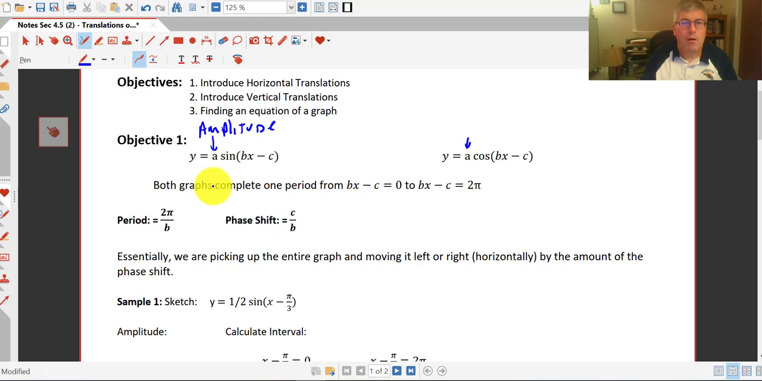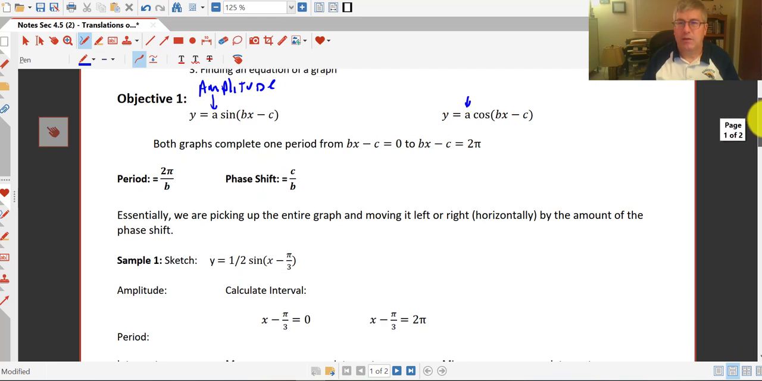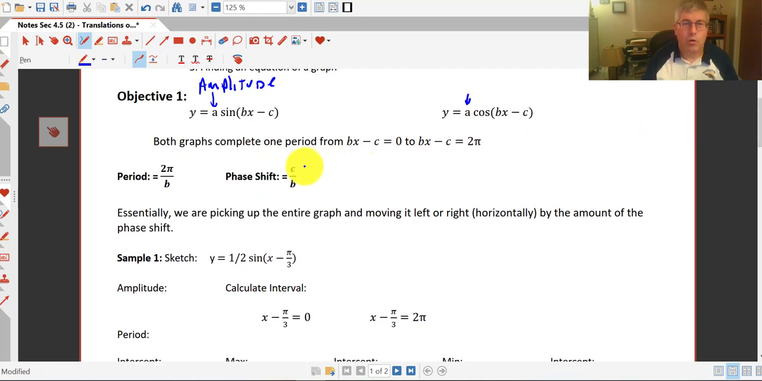Okay? So both of these graphs will complete one period from bx minus c equals 0 to bx minus c equals 2 pi. So we're going to use this bx minus c here, and essentially we're going to pick up our graph and move it horizontally left or right based on that bx minus c. So think of just picking it up and shifting it to the left, or picking it up and shifting it to the right. And that's how that bx minus c is going to impact our sine and cosine curves.